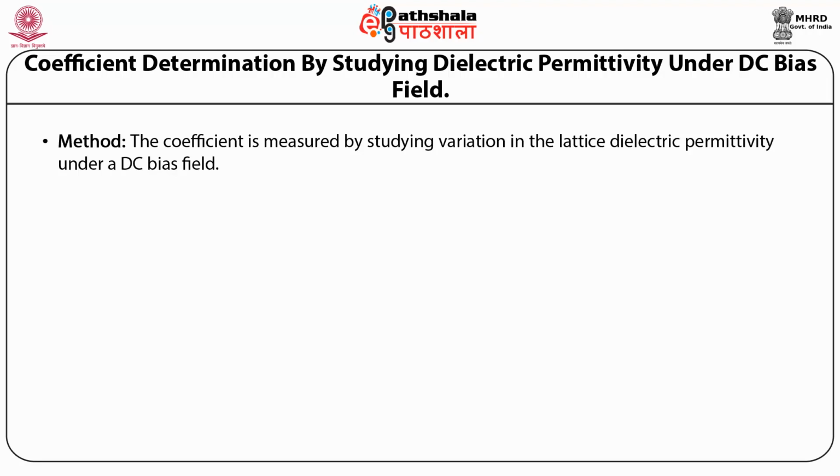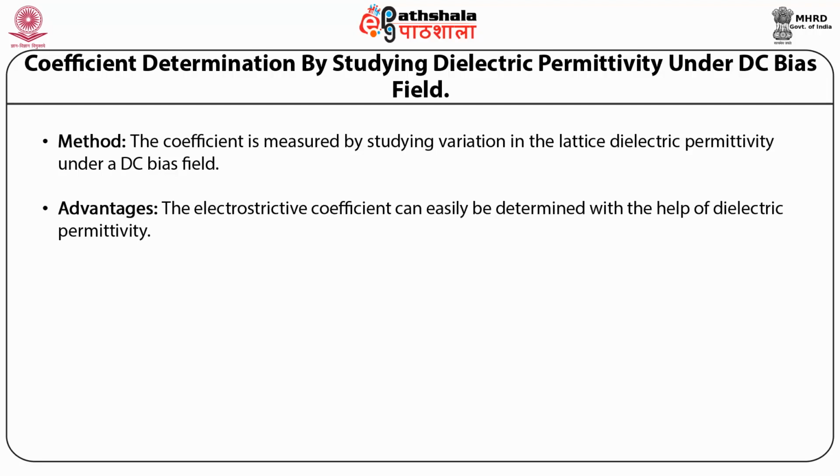So, in this method, the real and the imaginary parts of the dielectric permittivities have been expressed in terms of the static and the infinite frequency limits of permittivities, the omega, which is the angular frequency, the tau, which is the relaxation time, the elastic constant, and the DC biased field.